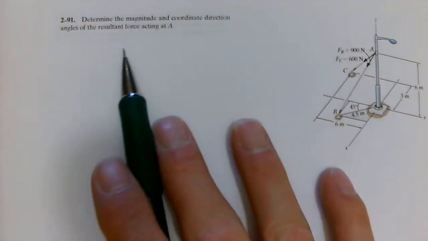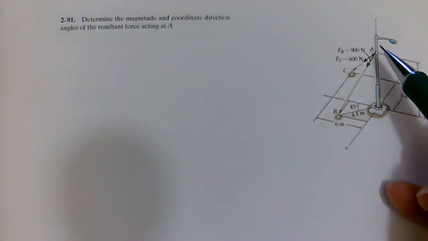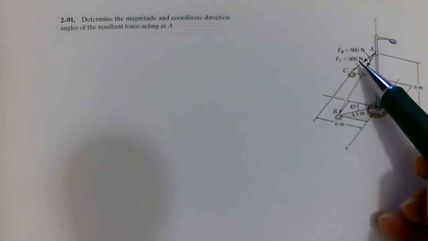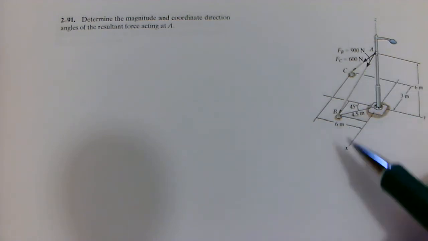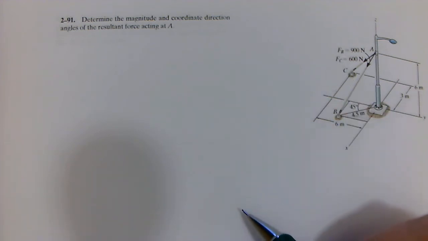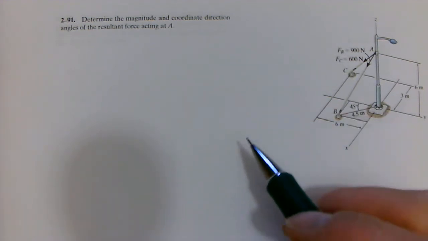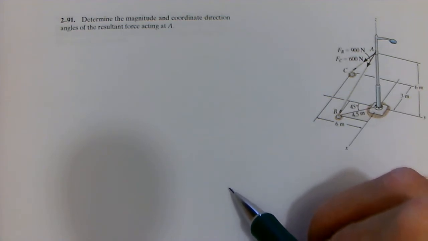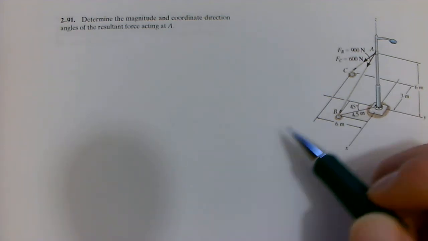Determine the magnitude and coordinate direction angles of the resultant force acting at A. So at A, we have two forces, 600 going from A to C and 900 going from A to B. And so we're going to call those FB and FC. So we're going to add those together. First thing we need to do is break each one down into vectors so we can add the components.